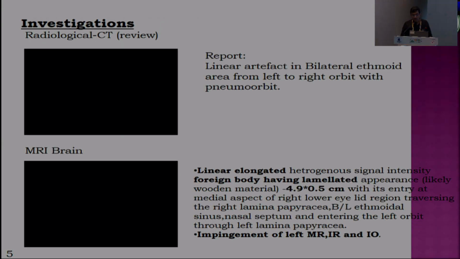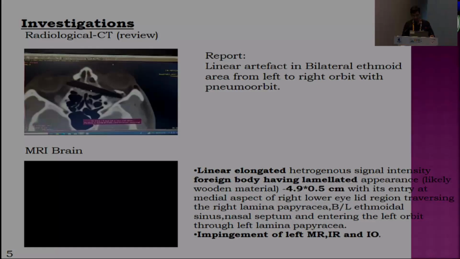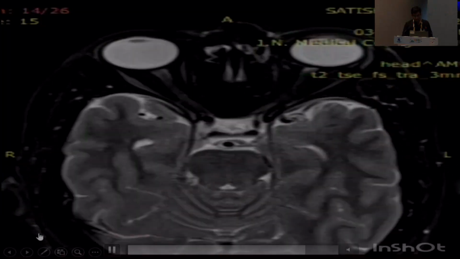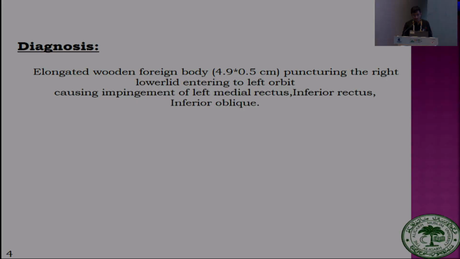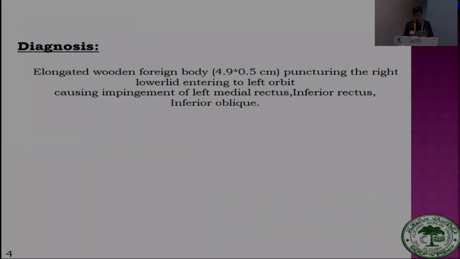Coming to the investigations, we reviewed the CT, where they had repeated it and showed a linear artifact in the left eye orbit. Hence, we moved to an MRI brain, which again revealed a linear artifact of almost 4.9 by 0.5 centimeters with impingement of the left inferior rectus, medial rectus and inferior oblique. Hence a diagnosis of an elongated wooden foreign body with these measurements, puncturing the right eye lower lid, entering into the left orbit and causing impingement of the left medial rectus, inferior rectus and inferior oblique, was made.